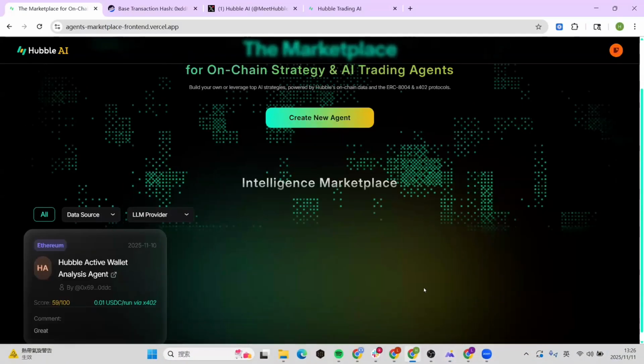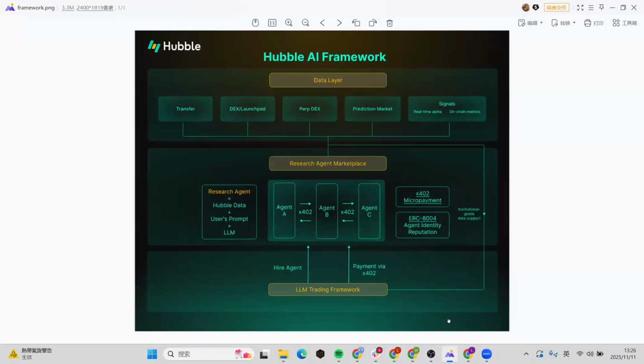Basically, we are building a marketplace for research and trading AI. We want to explore the possibility that research AI and trading AI can collaborate with each other through the Ethereum network, based on ERC-8004 together with X402, to hire the trading agent, hire the research agent, make the payment seamlessly, and then do the automatic trading.